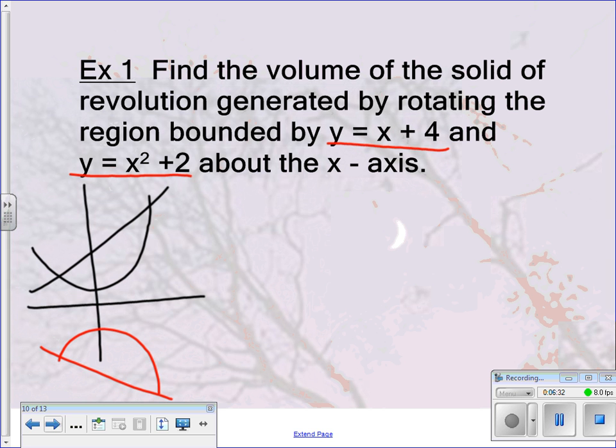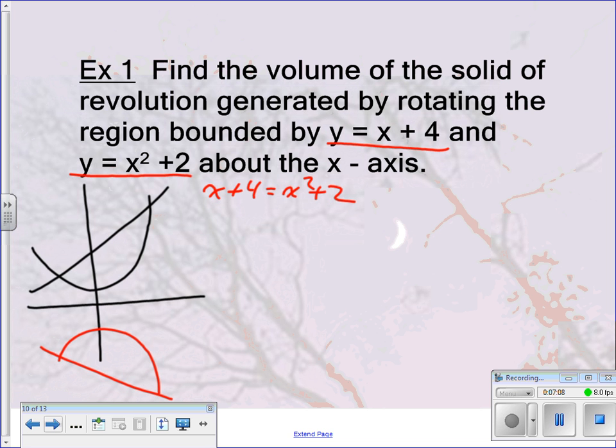So we're taking that region and that's what we're rotating around. So we need to find our bounds. How do I find our bounds? Set them equal to each other. Where do they cross? It's a system of equations. It's not a system of linear equations, so elimination by adding and subtracting isn't going to work. But all you have to do is say y equals x plus 4, y equals x squared plus 2, so x plus 4 equals x squared plus 2, and solve for x.